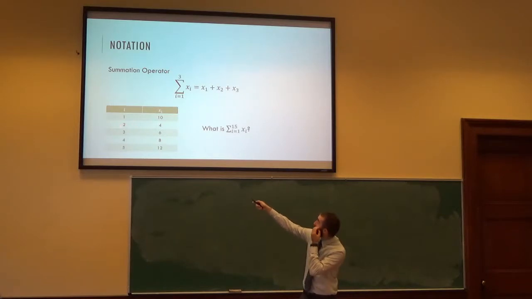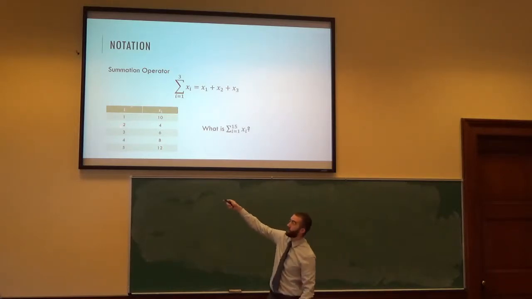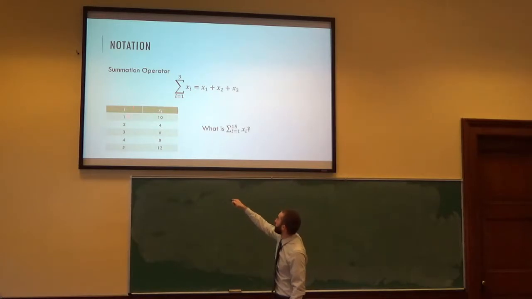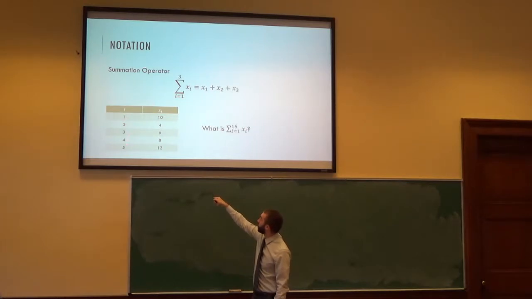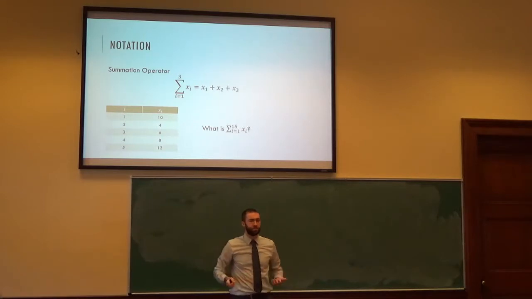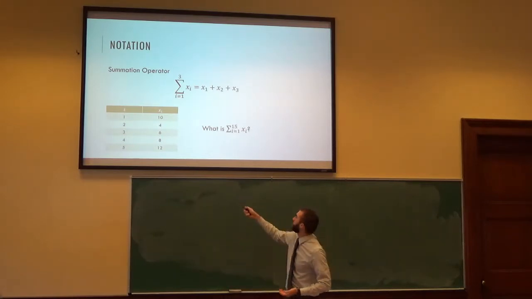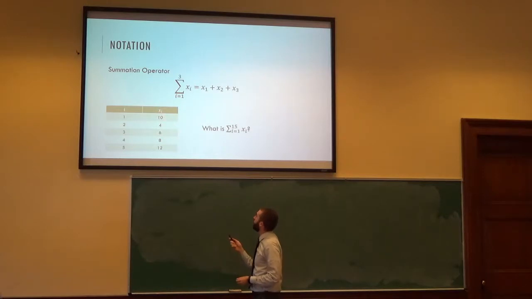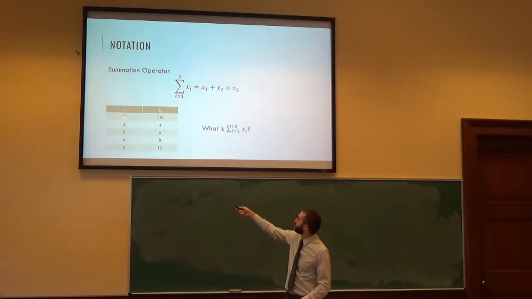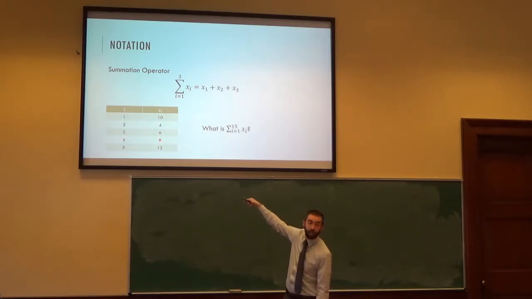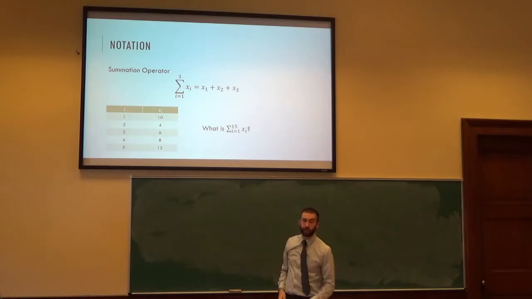So I want to practice this by looking at this little mini data set here. I represents individuals, so individual 1, 2, 3, 4, 5. And then xi represents some variable. Maybe x is your hourly wage. Okay? So person 1 is earning $10 an hour, person 2 is earning $4 an hour, person 3 is earning $6 an hour, person 4 is earning $8 an hour, person 5 is earning $12 an hour.